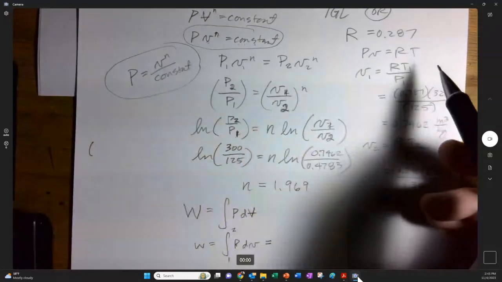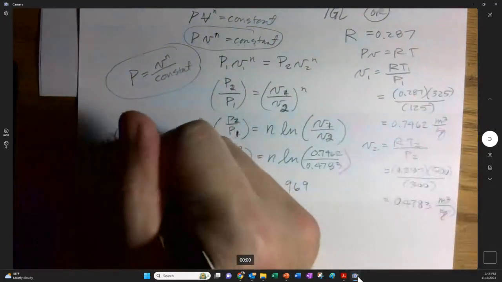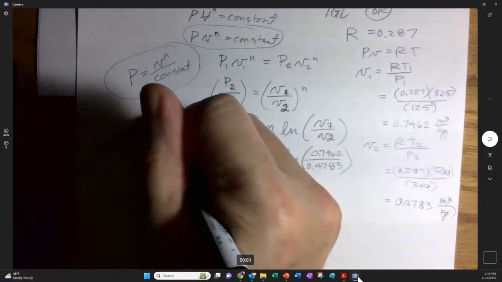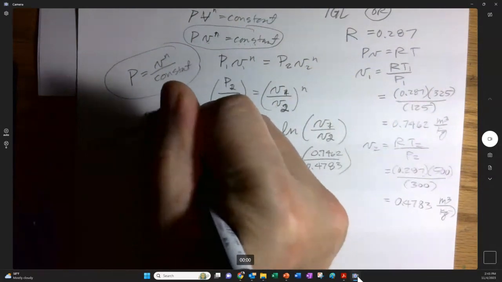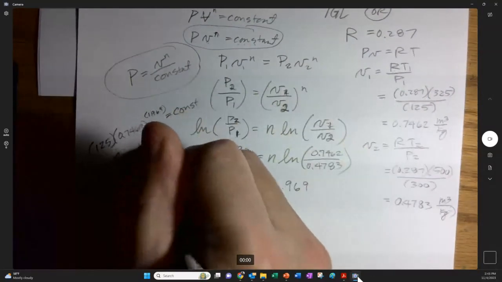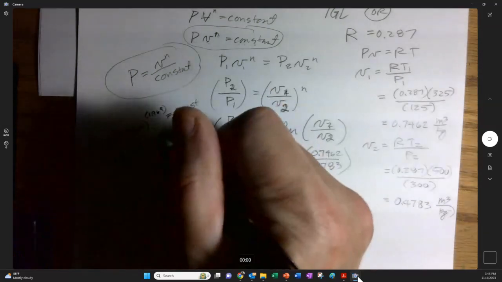So let's go ahead, and we've got to be careful with our units. I don't think it matters. I think we could just go ahead and put it in there. So we go 125 times 0.7462 raised to the 1.969 is equal to the constant. Therefore, the constant equals 0.7462. I'm going to swap those around, raise it to that, and multiply by 125. Boom. And I could test this out to make sure that this constant works out.